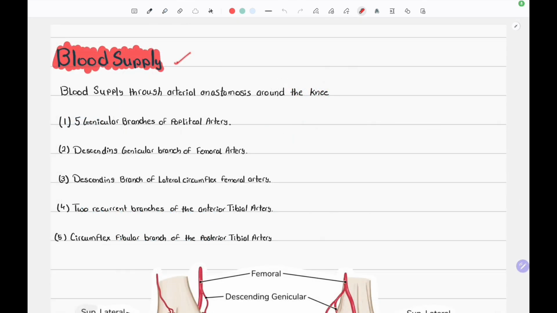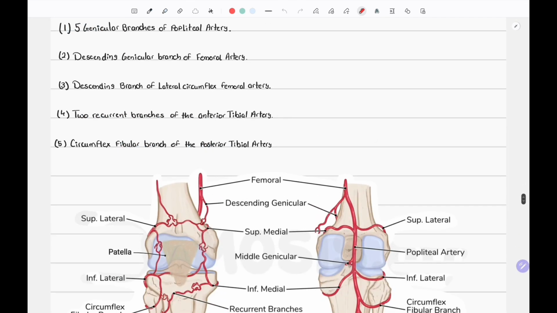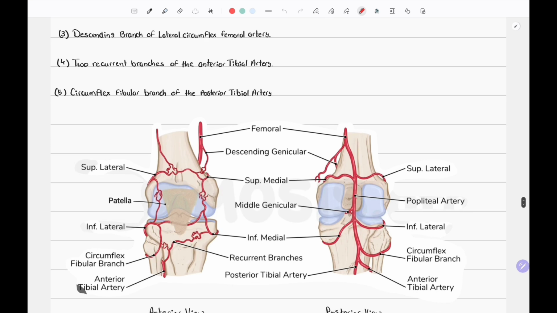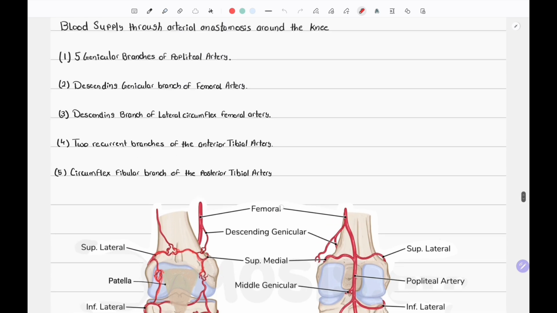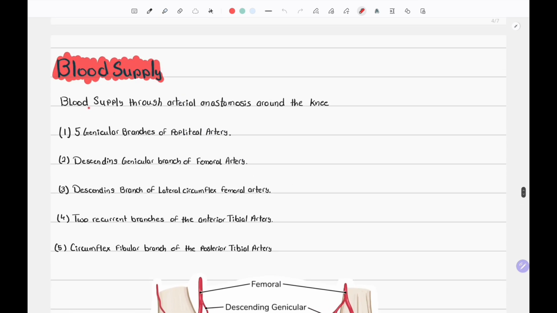Now coming to the blood supply of the knee. So the blood supply to the knee is by various branches of various arteries, like here femoral artery, popliteal artery. They give branches to the knee, and those branches anastomose with many other branches, and they form a network of arteries which supply the blood to the knee. So blood supply through arterial anastomosis around the knee.